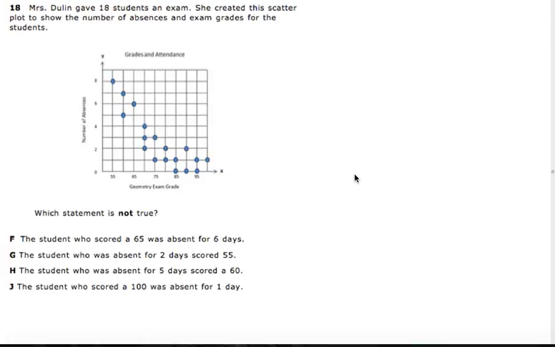Number 18. Mrs. Dunlin gave 18 students an exam. She created this scatter plot to show the number of absences and exam scores for the students. Which statement is not true? F. The student who scored a 65 was absent for 6 days. G. The student who was absent for 2 days scored 55. H. The student who was absent for 5 days scored a 60. J. The student who scored a 100 was absent for 1 day.